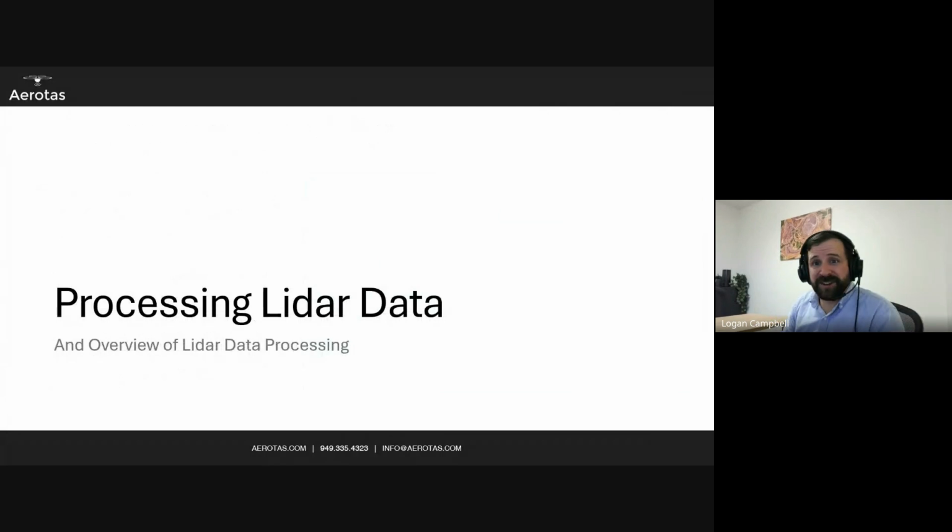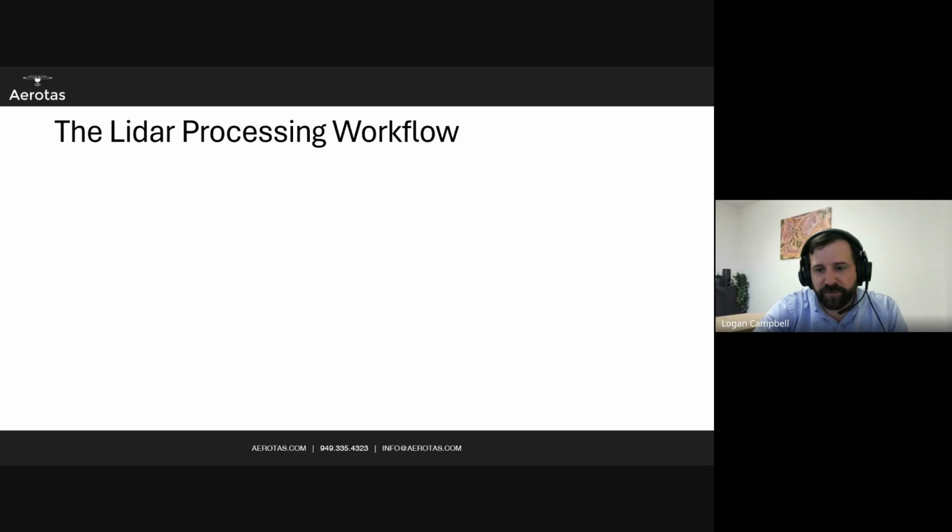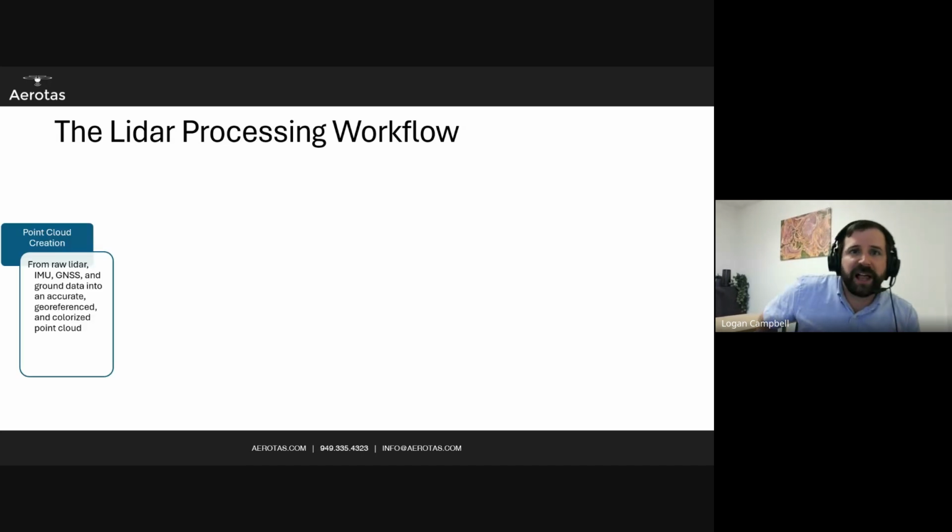And part 3 of the series is going to be all about processing LiDAR data, but I didn't want to finish this first one without actually going over what the LiDAR processing workflow looks like from a high level. So we've only got about 15 minutes remaining, so I can't go into huge detail, but again, part 3 is going to be a lot more detail as well as live examples working through the actual data. So the LiDAR processing workflow from a very high level starts with point cloud creation. That means you start with your raw LiDAR data, your IMU, which is the sensor on board, GPS and ground data, ground control points, check shots, that sort of thing, to create an accurate geo-referenced and colorized point cloud.